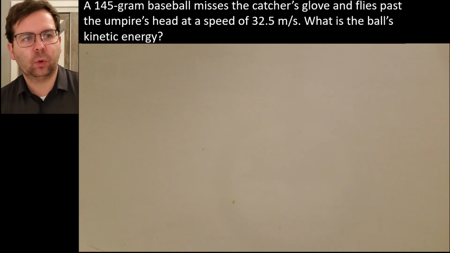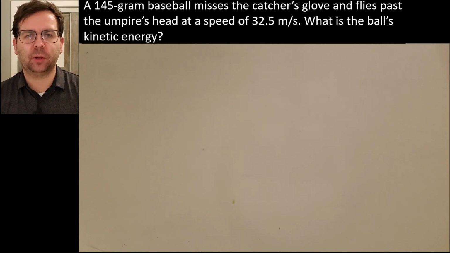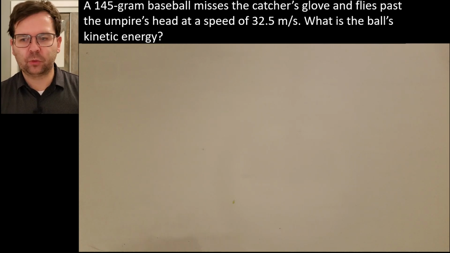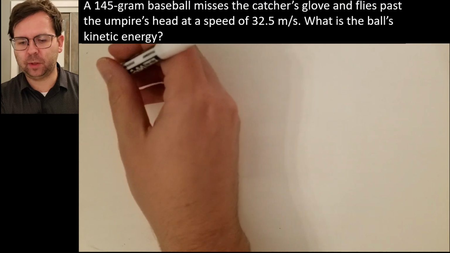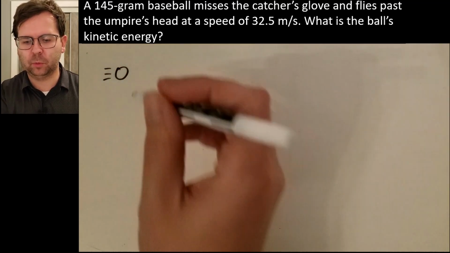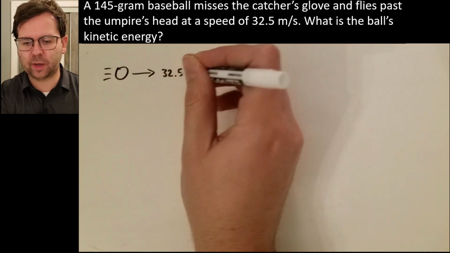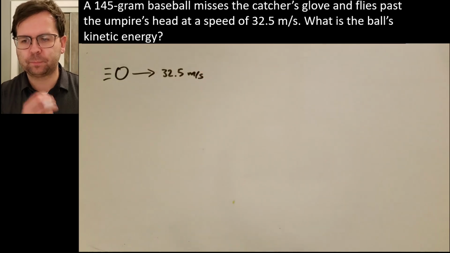So we have a 145 gram baseball that misses the catcher's glove and flies past the umpire's head at a speed of 32.5 meters per second. What is the ball's kinetic energy? I always like to draw a picture just to help me see what's happening here. Basic picture here, I'm just going to draw a ball moving to the right, and it said it was moving at a speed of 32.5 meters per second.